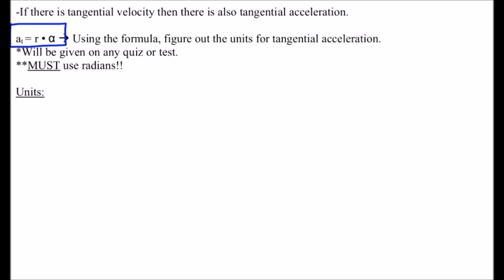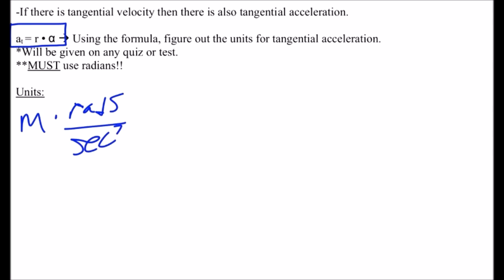Just like on the previous formula for tangential velocity, r times omega, you've got to plug in radians when you're plugging in omega, okay? So let's see if we can come up with the units just based off of that formula, all right? It's radius times alpha. What's the units for radius? Meters, okay? What's the units for alpha? Radians per second squared, okay?